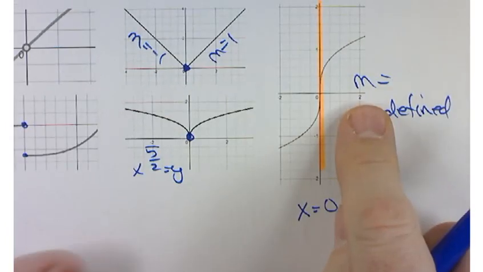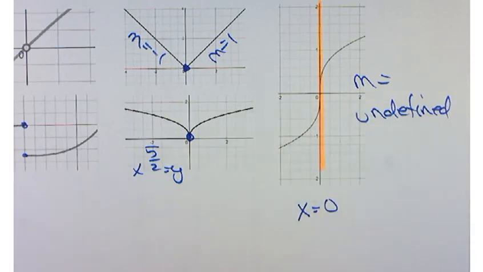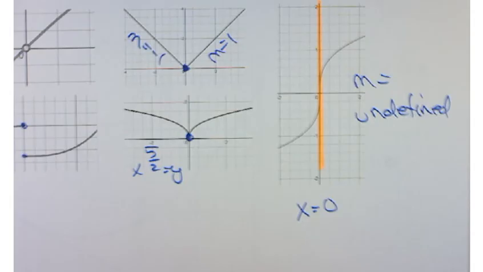So if you're trying to take the derivative of some function at a point where the slope is undefined, well, again, you're going to have problems. You're going to have a derivative which doesn't exist at that point. Okay. So, flip things over to the back side.